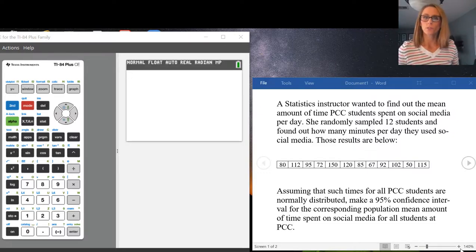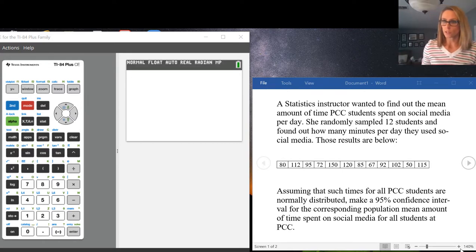So I'm going to talk now just about how to use t-interval. We have an example on the right side of the screen. We have a statistics instructor. They want to know something about a mean, the mean amount of time some students spend on social media per day. They take a random sample of 12 students, find out how long they're using social media.